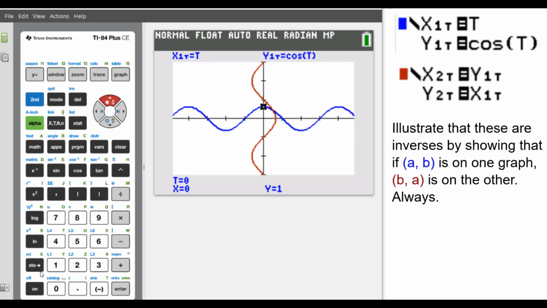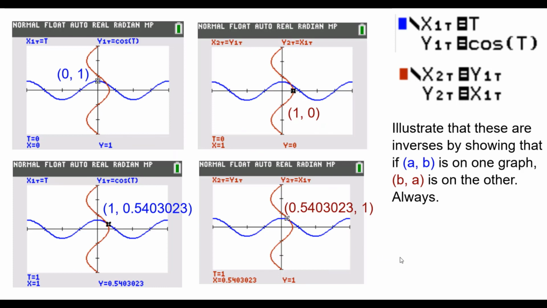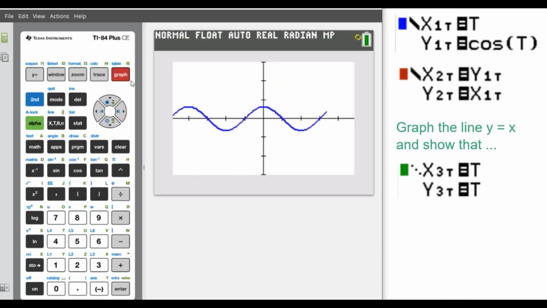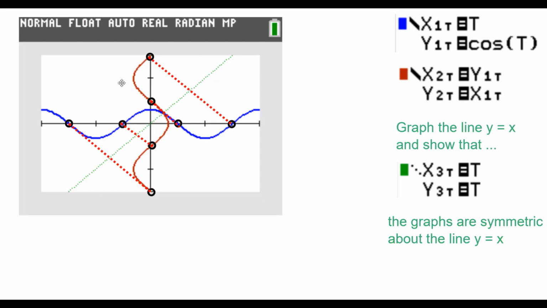Here we'll trace to t equals 1. And we get this ordered pair. And if I jump to the other graph, I get its reverse. Also illustrated right here. Let's graph the line y equals x and show that these two graphs are symmetric about the line y equals x, as illustrated here with these 4 pairs of points.